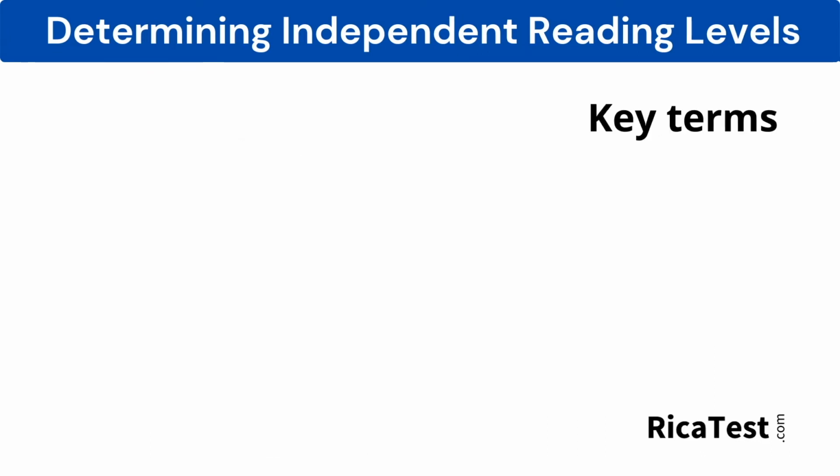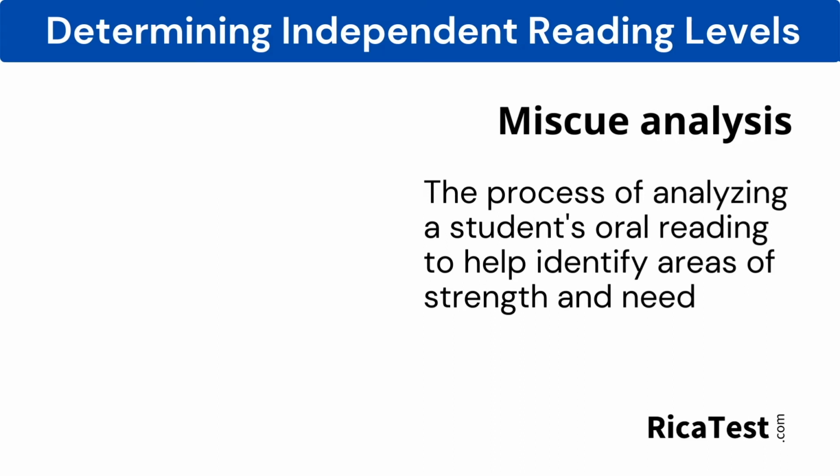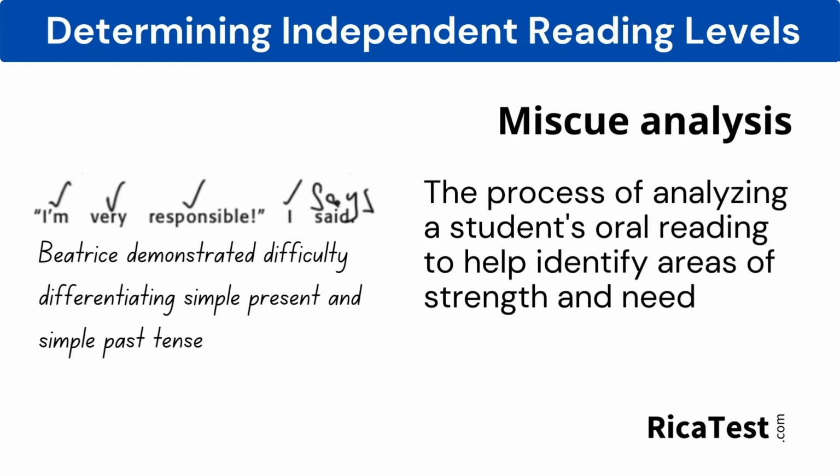Now, let's go over a few key terms you can expect to see on your Rica test. Miscue analysis is the process of analyzing a student's oral reading to help identify a student's areas of strength and need so that the teacher can provide data-based instruction, knowing which skills are most important for that student to work on. For example, this student demonstrated difficulty differentiating simple present and simple past tense.